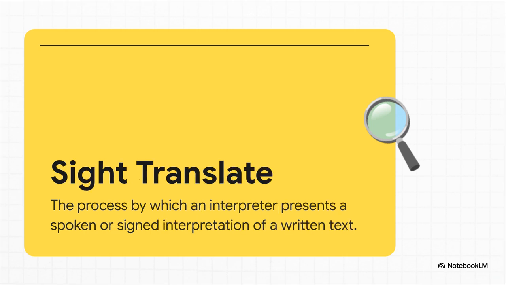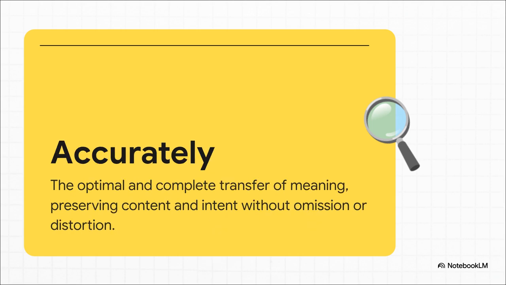Still in Rule 429VB, let's talk about sight translate. Now, this is a big one for you as counsel, especially when you're dealing with documents. You hand an interpreter an affidavit written in English, and they read it out loud to your witness in their native language. That is sight translation. Super important.